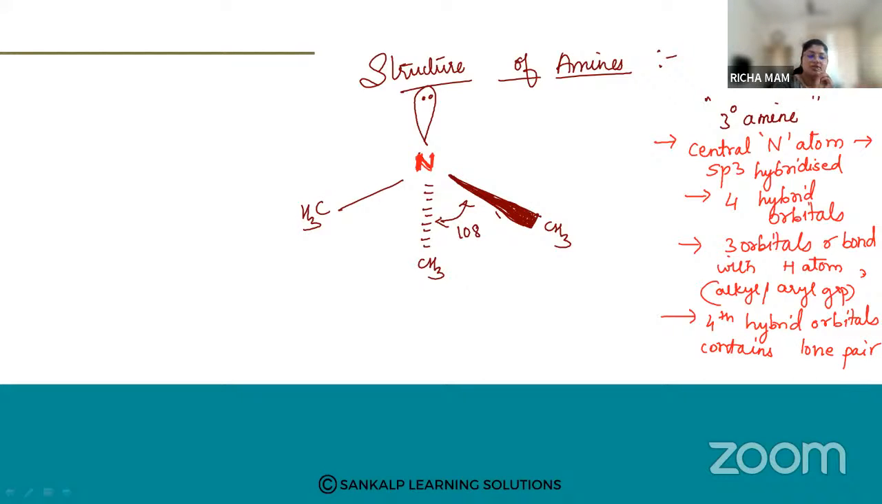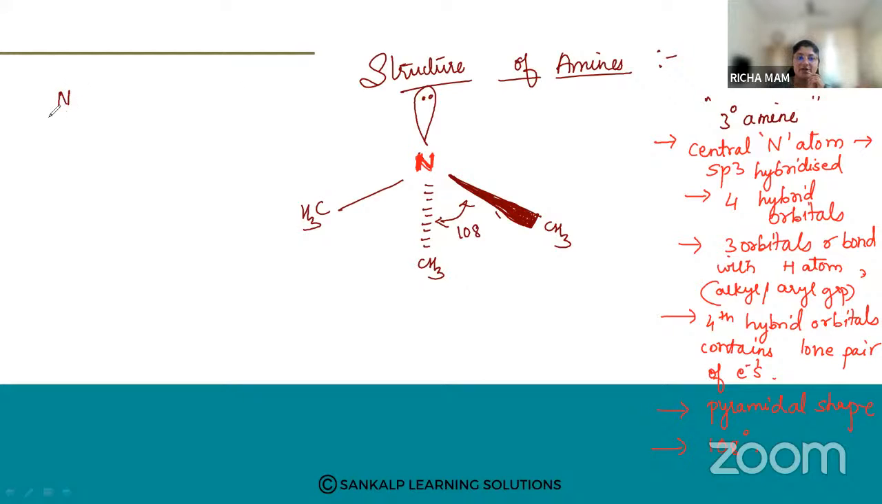So let me show this. I'll show you the hybridization. The lone pair of electrons is present in the fourth orbital. Thus the shape of the amines is pyramidal. It has a pyramidal shape and the bond angle is 108, which is less than the tetrahedral angle. The tetrahedral angle is 109.5, and this pyramidal shape has 108.